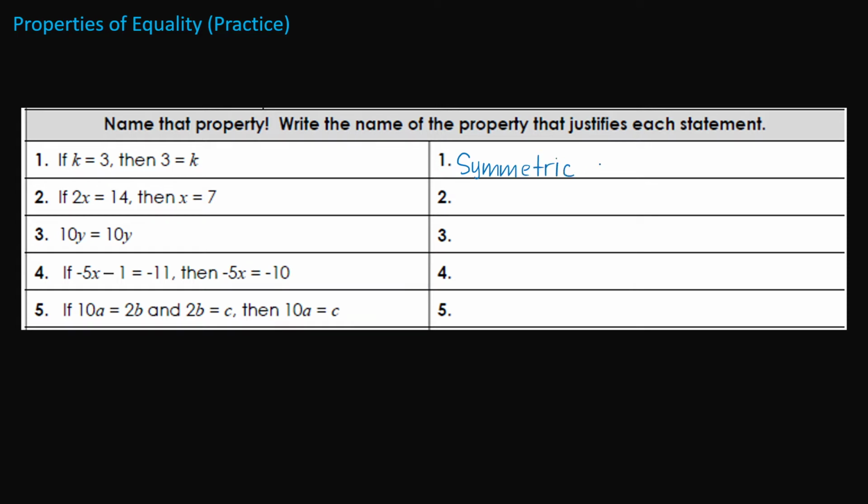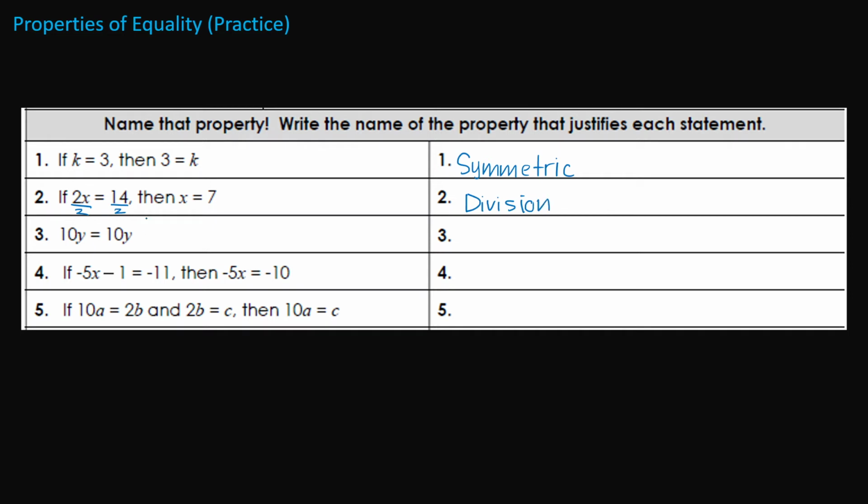And just to save a little bit of time, I'm going to refrain from writing property after each one. We know this is the symmetric property. For number 2, if 2x equals 14, then x equals 7. So we have to take a look at the if portion of our statement and see how the then portion changed. So I'm seeing that the 2 on the 2x was eliminated, which means we had to have divided both sides of the equation by 2. When we do so, x equals 7. This is an example of the division property of equality.